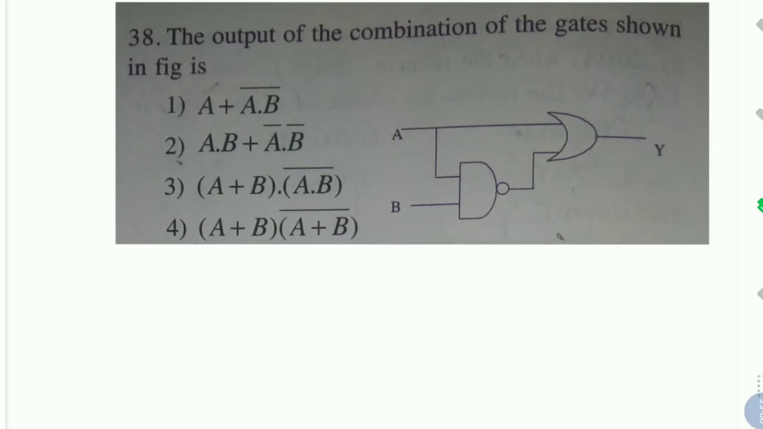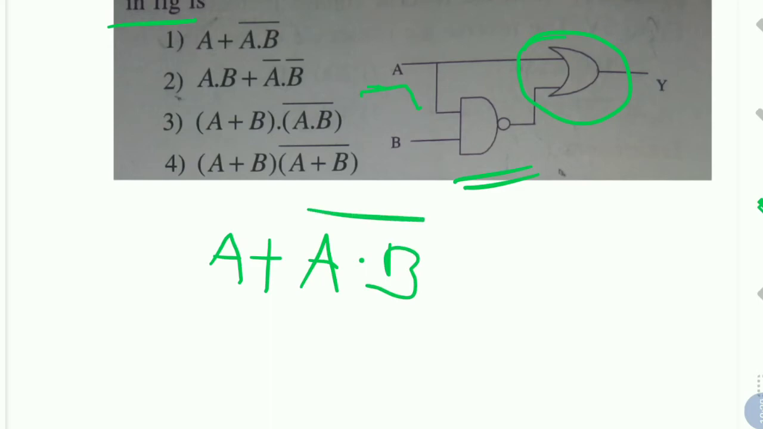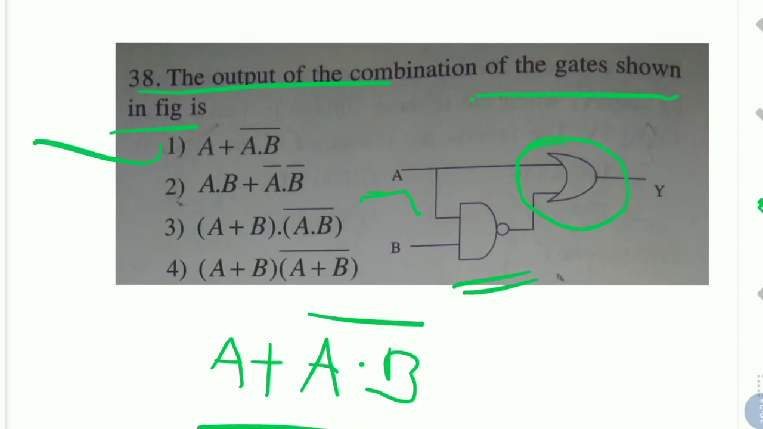The output of the combination of gates shown in the figure is? So this is A connecting an OR gate, OR means plus, A plus, and again a NAND gate, so A dot B bar. So our answer, option first one, is right.